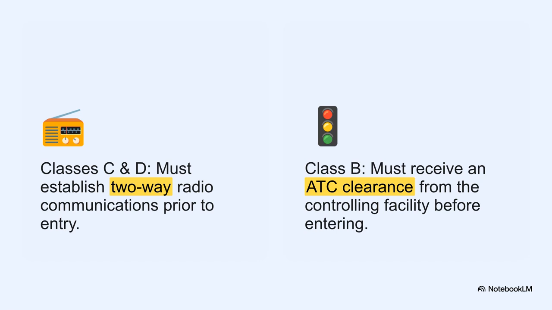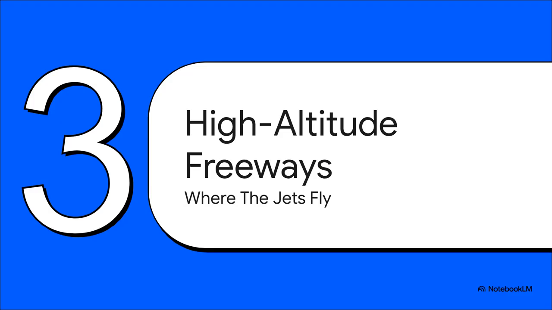For Class C and D, you just have to make radio contact. But for Class B, that's a whole different ballgame. You need explicit permission. The controller has to say the magic words, "cleared into the Class Bravo." If you don't hear that phrase, you don't go in. Simple as that.